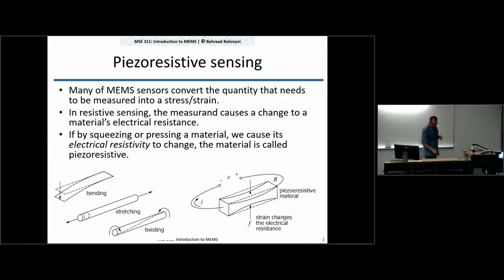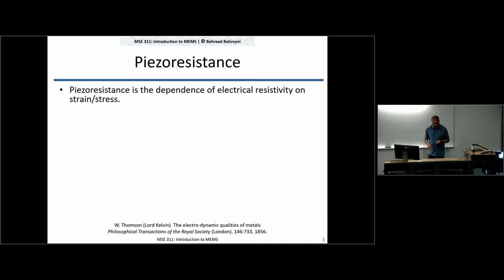So piezo-resistive sensing then becomes the measurement of stress or strain, mechanical stress or strain, through measurement of a resistor whose value depends on stress or strain.